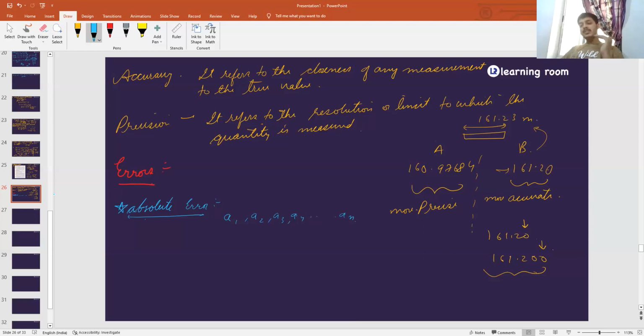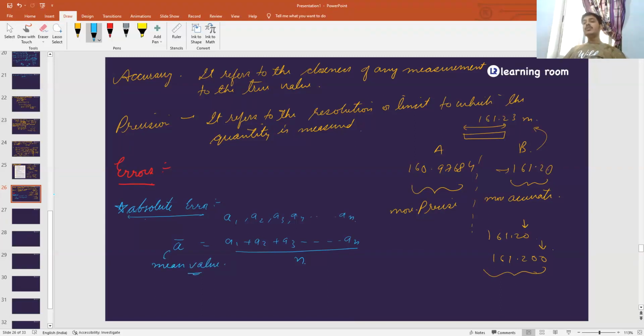And measurement doesn't mean just length only. I'm just taking an example. Measurement doesn't mean the length only; it means the weight, it means anything, it doesn't matter. So there are N measurements. What will be the mean? How did we calculate the mean? Mean is A1 plus A2 plus A3 up to AN divided by N, sum of observations by number of observations. This is the mean value, right?